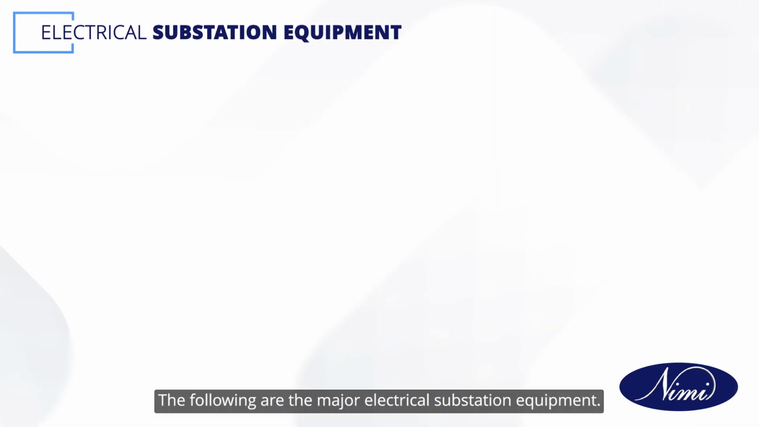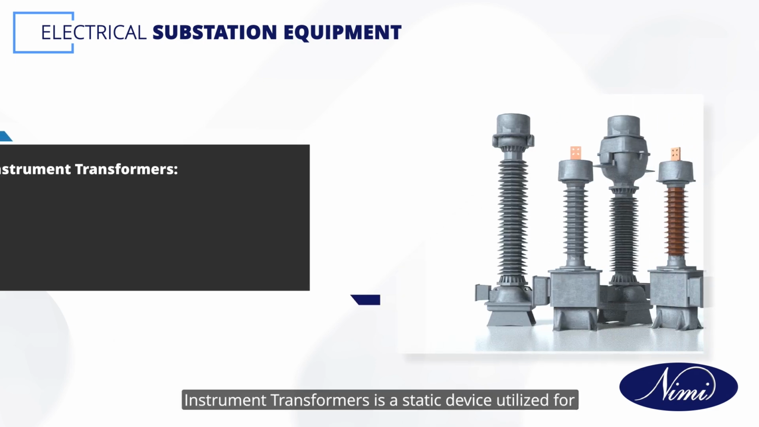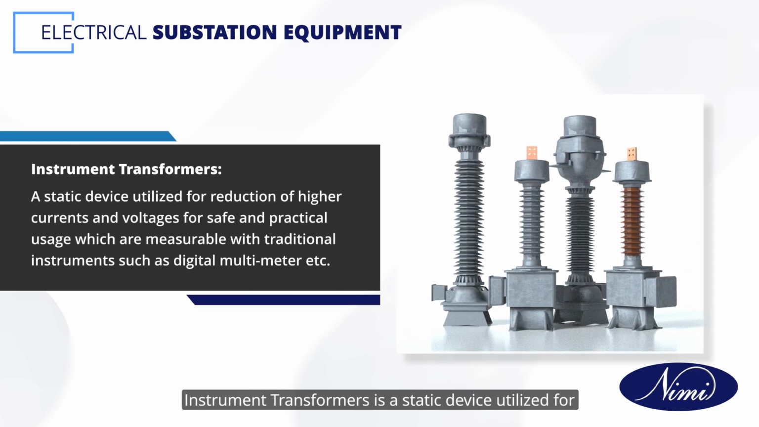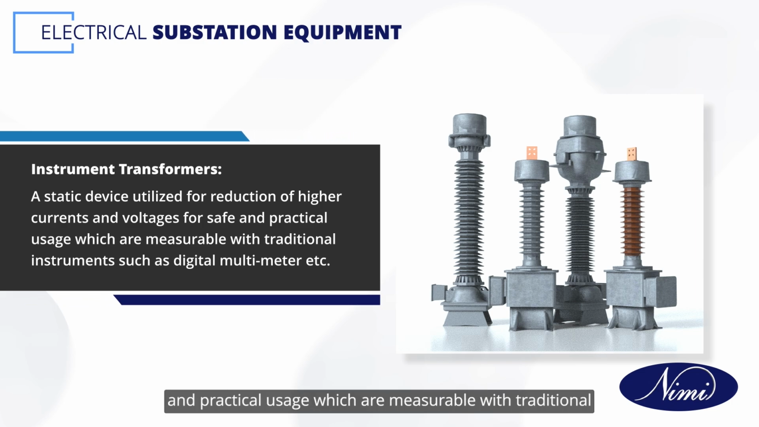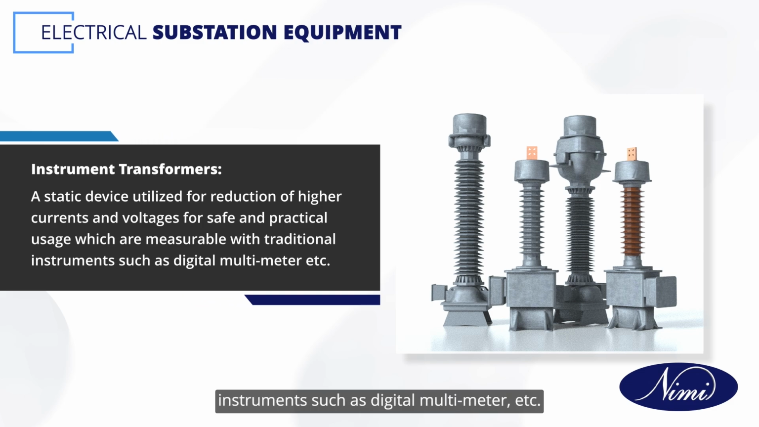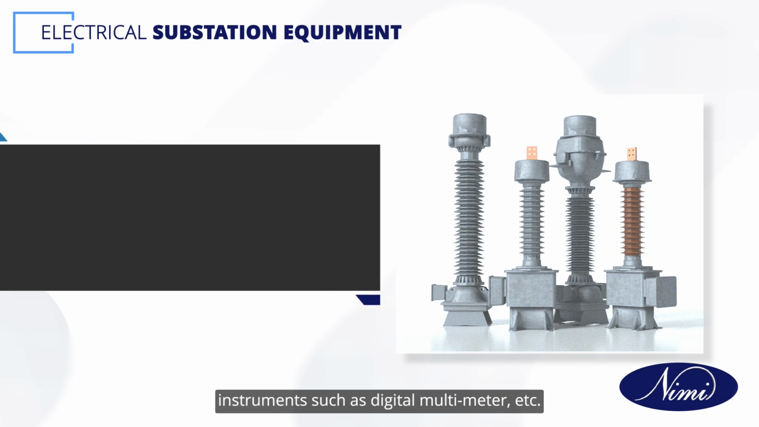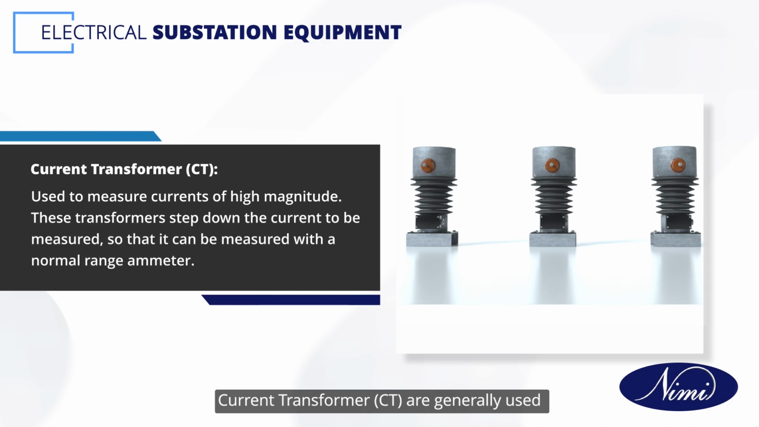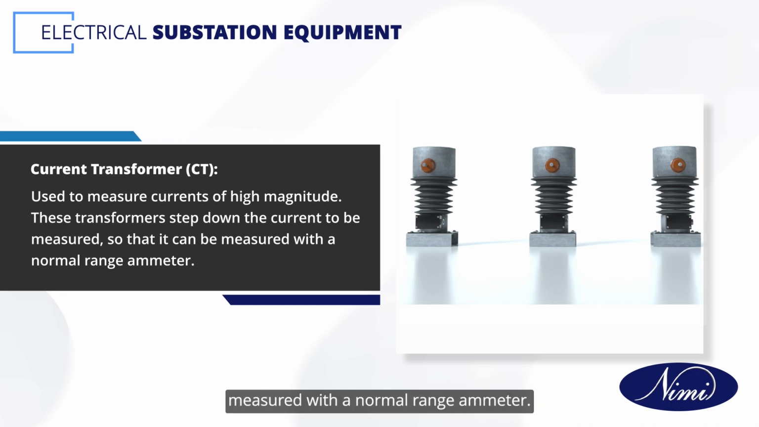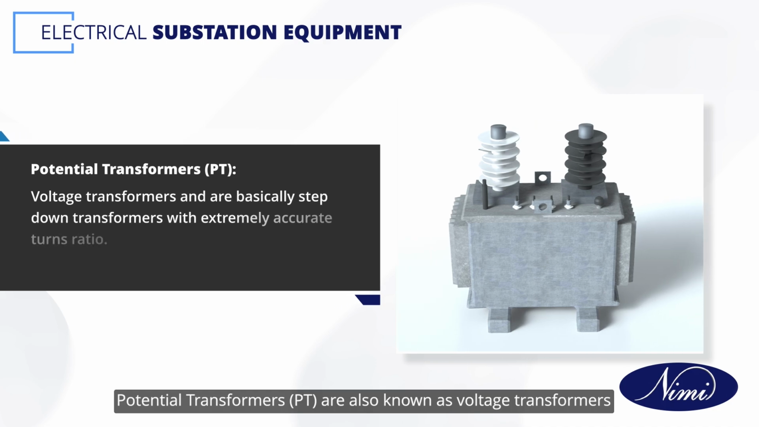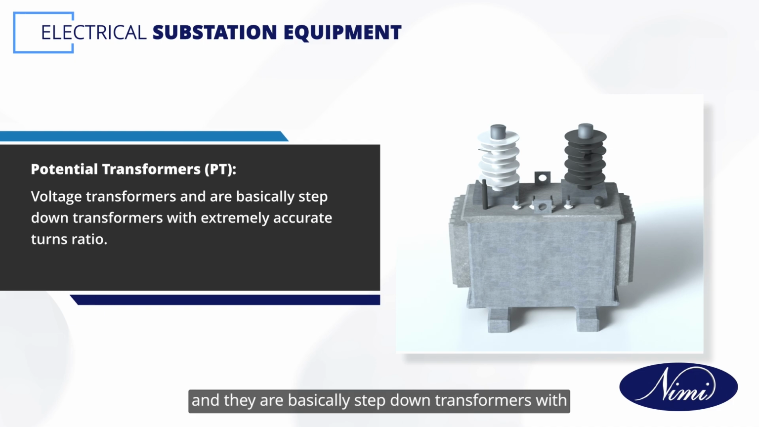The following are the major electrical substation equipment. Instrument transformers are static devices utilized for reduction of higher currents and voltages for safe and practical usage, which are measurable with traditional instruments such as a digital multimeter. Current transformers (CT) are generally used to measure currents of high magnitude. These transformers step down the current to be measured so that it can be measured with a normal range ammeter. Potential transformers (PT) are also known as voltage transformers, and they are basically step-down transformers with extremely accurate turns ratio.